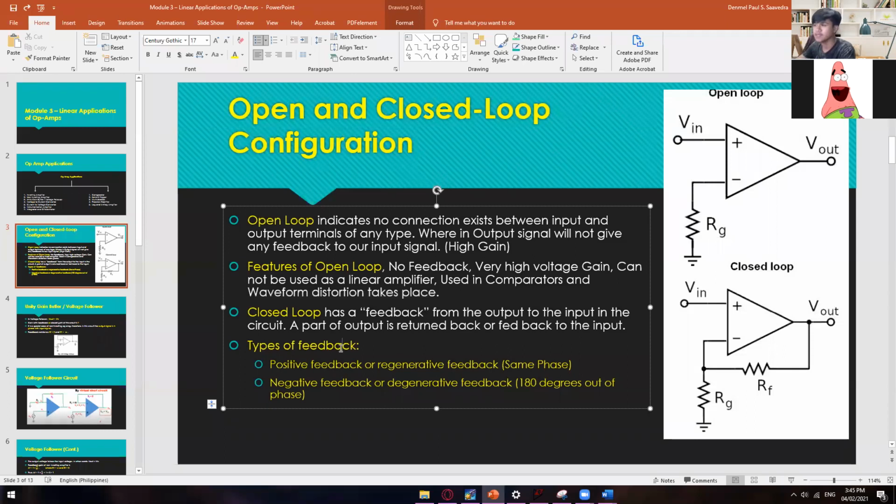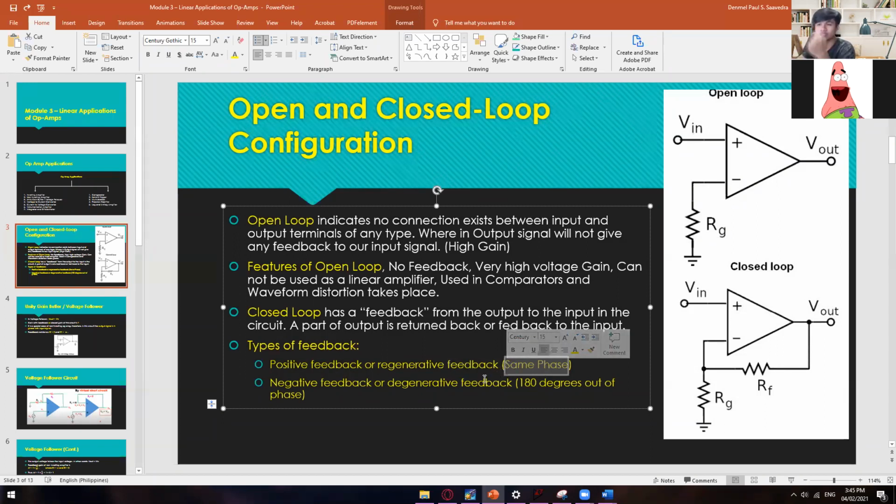One more thing, we have here the types of feedback. Maybe you guys already know this one. We have the positive feedback, or regenerative feedback, and the negative feedback, or degenerative feedback. Positive feedback is like saying that if your input is positive, then you must also get a positive output. If that is the case, we call that positive feedback, or in the same phase.